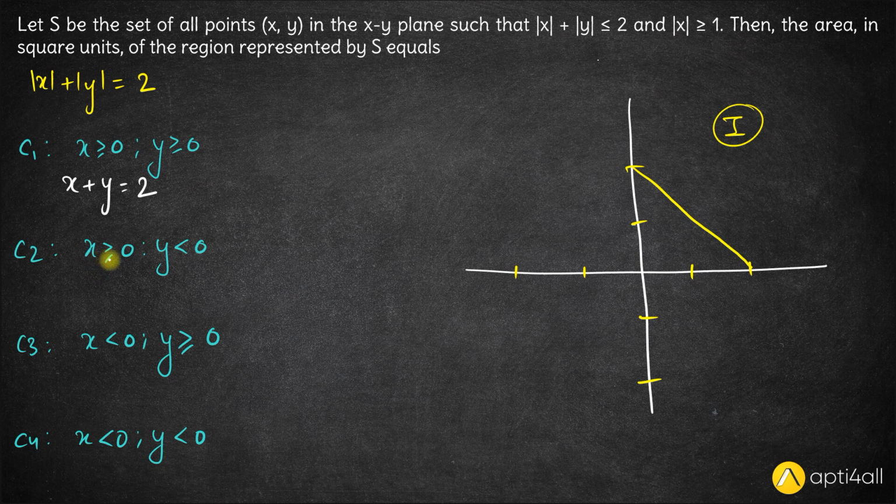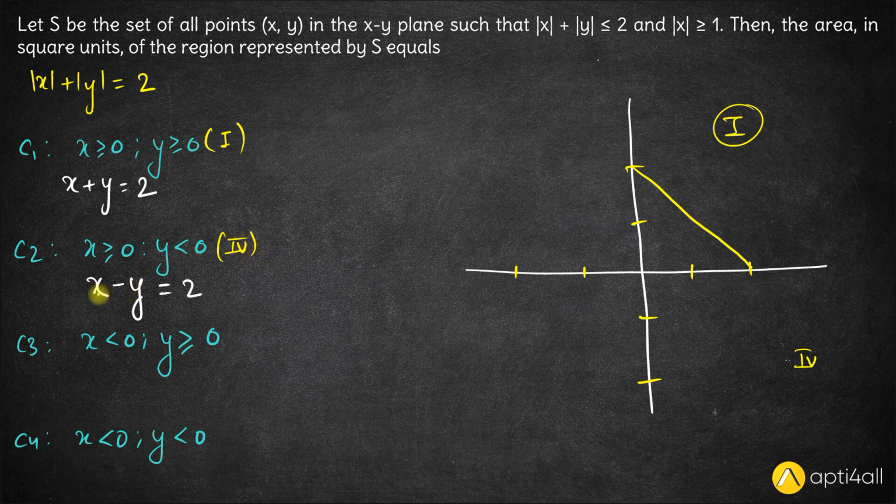Coming to the second case, x is positive, hence |x| will be x, but y is negative, so |y| will be -y, and x - y = 2. Now which quadrant are we talking about? x positive and y negative. We are talking about the fourth quadrant here. This is the first quadrant, this is the fourth quadrant.